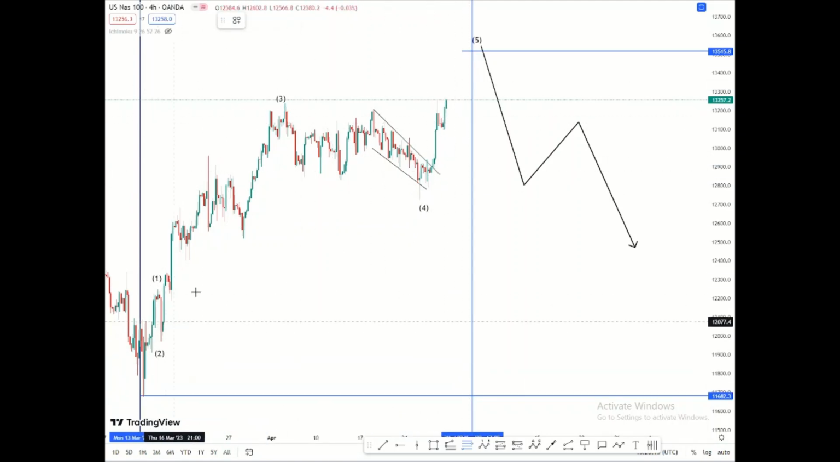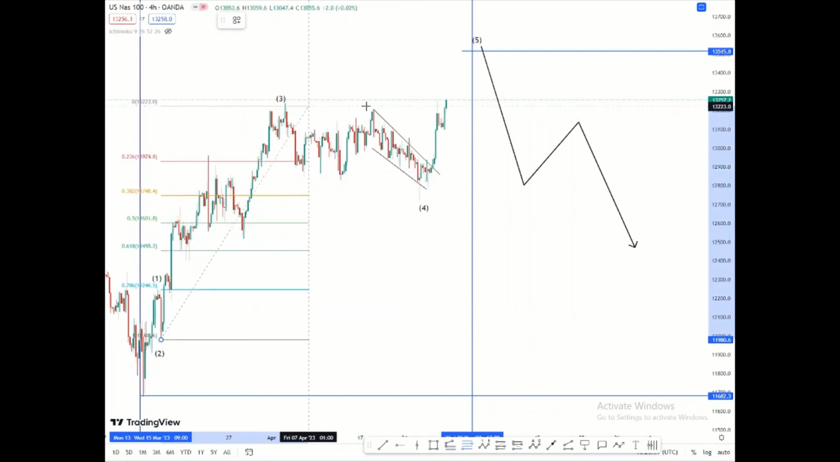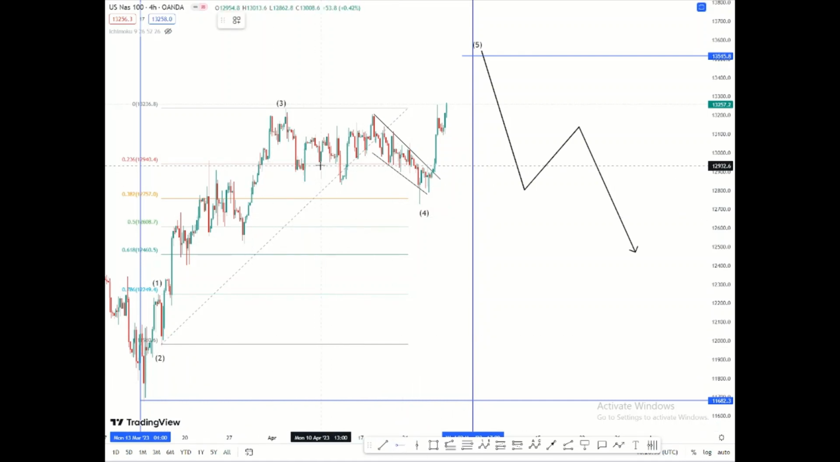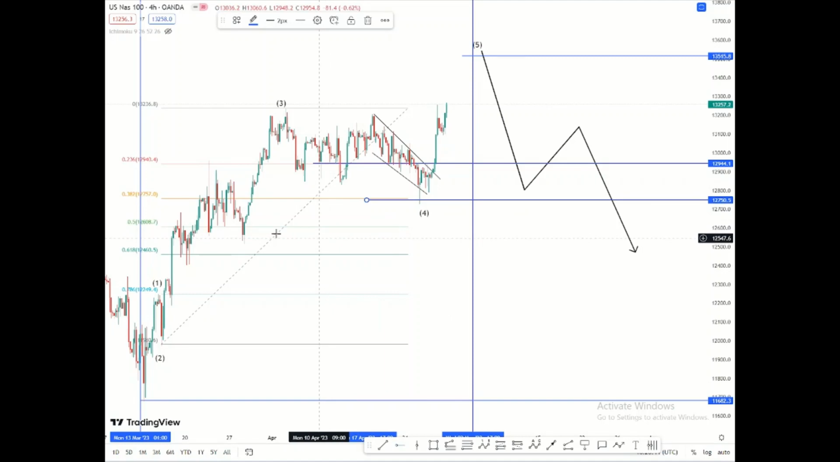Firstly, to find the termination, we use the Fibonacci retracement tool, starting from where 2 terminated, because it started over here at the top of 1, you are making 2, and then you go straight to making 3, right? So we are looking for 2 prices over here: this price coinciding with 23%, and this price over here coinciding with 38.2%.